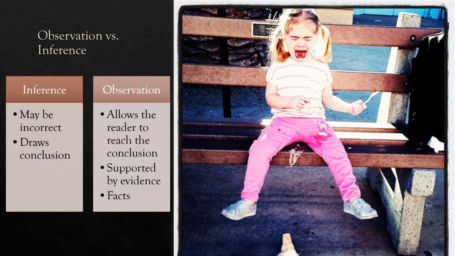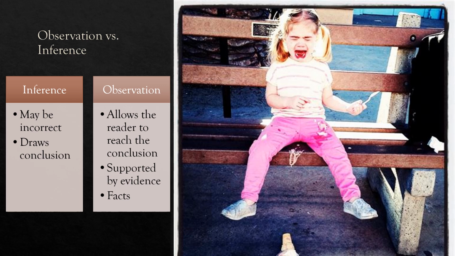She has her mouth open and is visibly upset. We can also observe that there appears to be an ice cream cone on the ground, and that maybe the ice cream is spilling onto the ground. So those would be factual observations that anybody can make by looking at the picture. We could also go so far as to describe the condition of her pants.